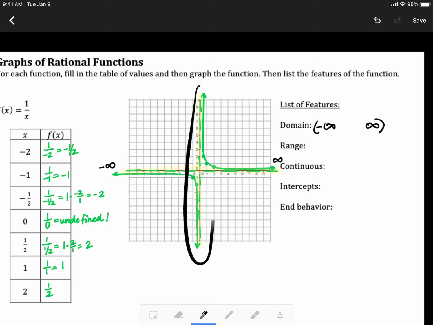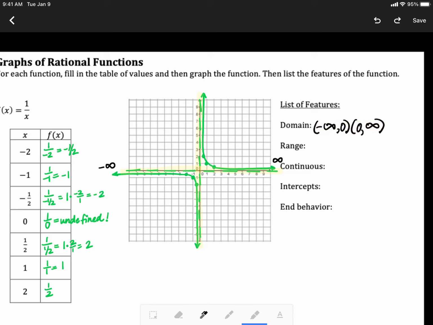We've got this asymptote right through the middle. We can't equal zero. So we're just going to remove zero. So it's all numbers, negative infinity up to zero, and then all numbers 0 to infinity. We're just excluding 0 from our domain.